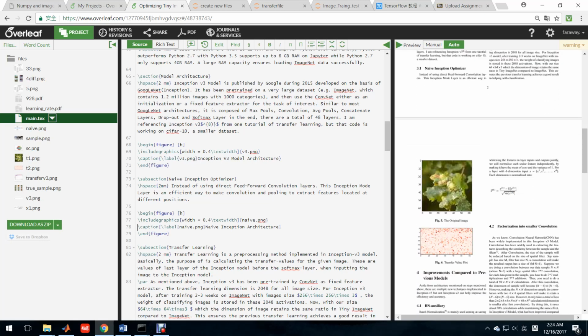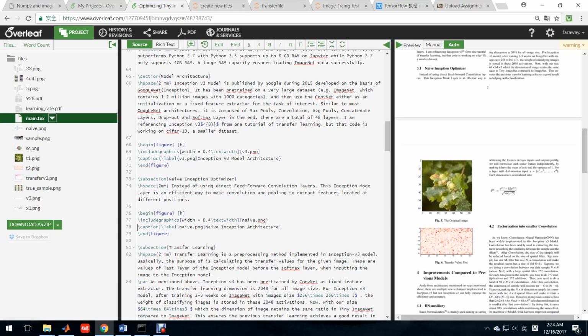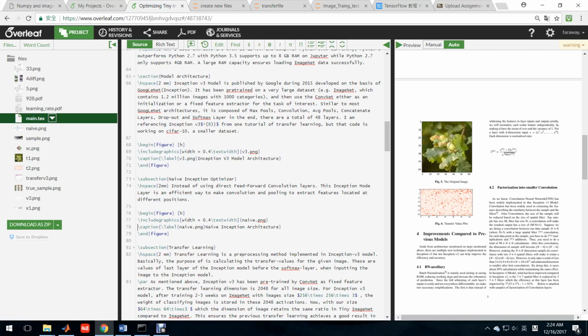I'm choosing Tiny ImageNet because of the GPU limit. Also, the dimension of Tiny ImageNet is 64 by 64 by 3, compared to ImageNet's 256 by 256 by 3. So the dimensions actually have the same ratio. That's why Inception V3 with transfer learning has been a nice model to do that.